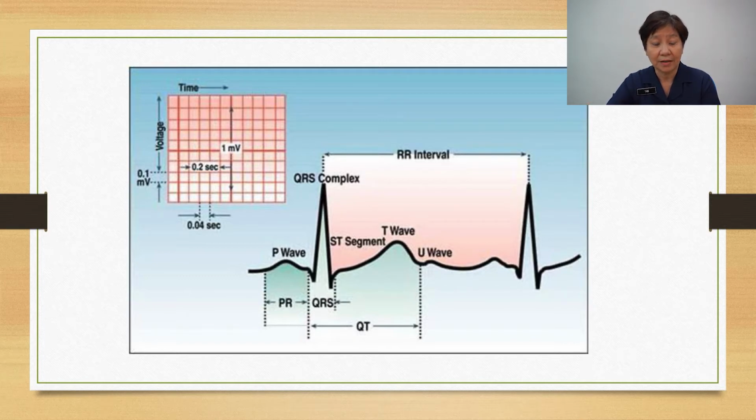How about the T wave? It should be upright. Unless you have a U wave, sometimes you might have a small U wave after the T wave because it represents hypokalemia. ST segment is also important. ST elevation represents infarction. ST depression represents ischemia.